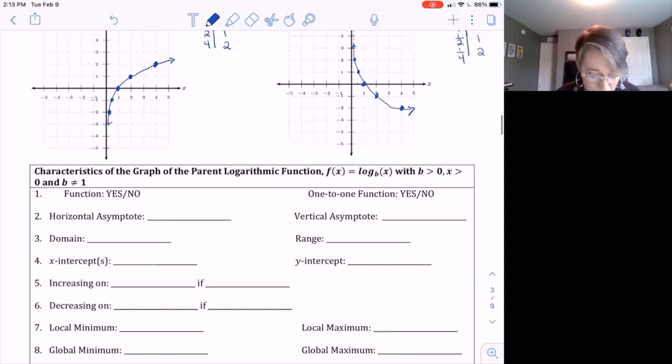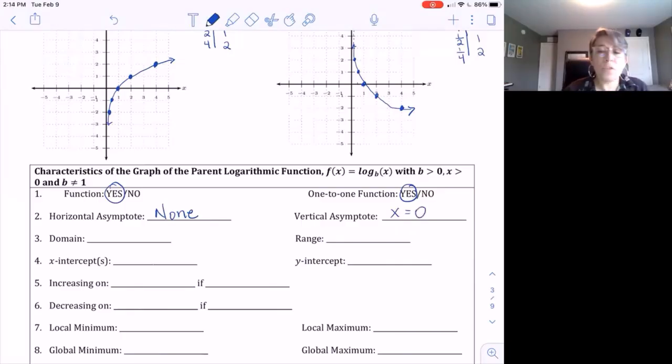Is it a function? Yes, it passes the vertical line test. 1-to-1 function? Yes, it also passes the horizontal line test. So that means we can find an inverse. Horizontal asymptote, there doesn't seem to be a value that the y is approaching when the x gets large, either positively or negatively. There are no horizontal asymptotes. However, there are vertical asymptotes. Notice we're not shifting left and right. It is not crossing the y-axis. So that's a vertical asymptote of x equals 0.